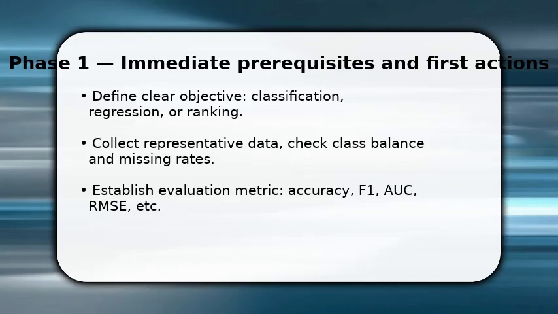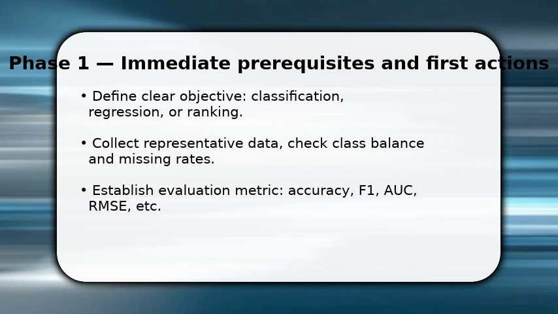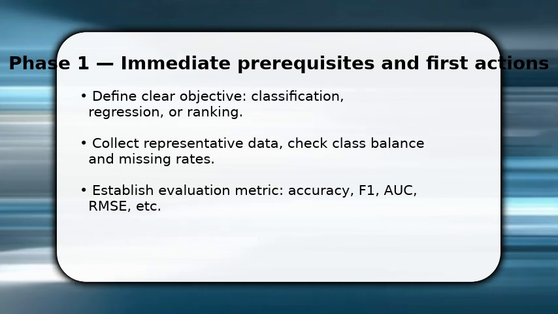You start by framing the problem and preparing your data. Identify whether you need classification, regression, or ranking, because that choice shapes loss and metrics. Next, sample and inspect data for missing values, outliers, and class imbalance. Remove duplicates and document sources.